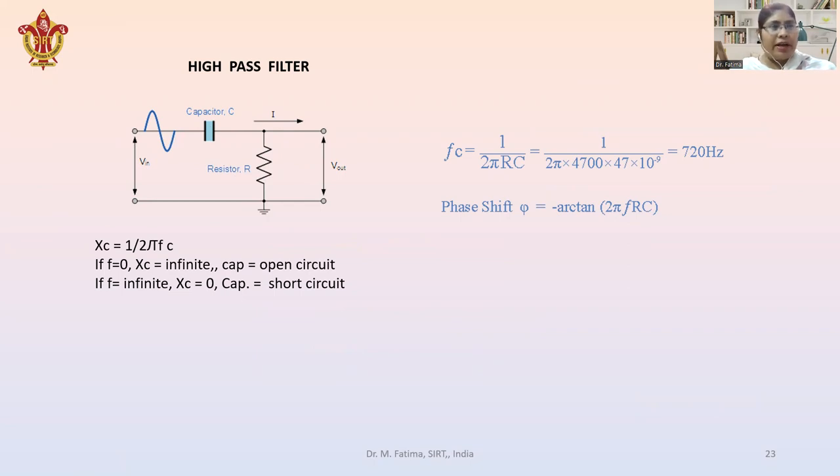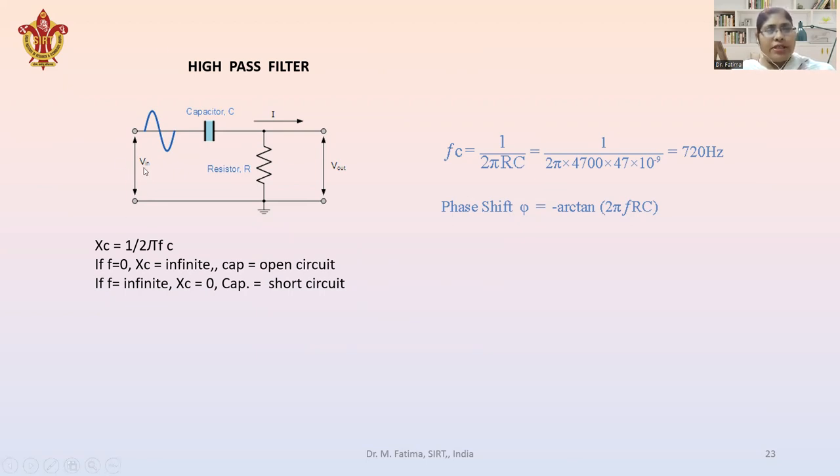So why am I saying like that? What is the concept behind it? Let us see now. The reactance of the capacitor is Xc, which is equal to 1 by 2 pi fC, where f is the frequency of the signal provided at the input of this CR network, and C is the capacitor. Now, how does the capacitor behave if a higher or lower frequency is provided?